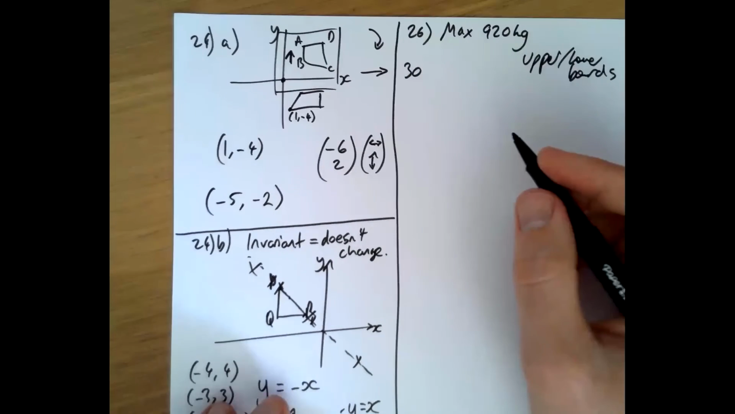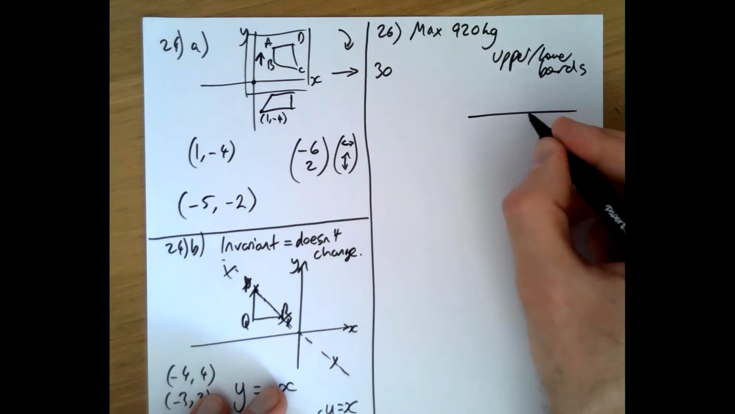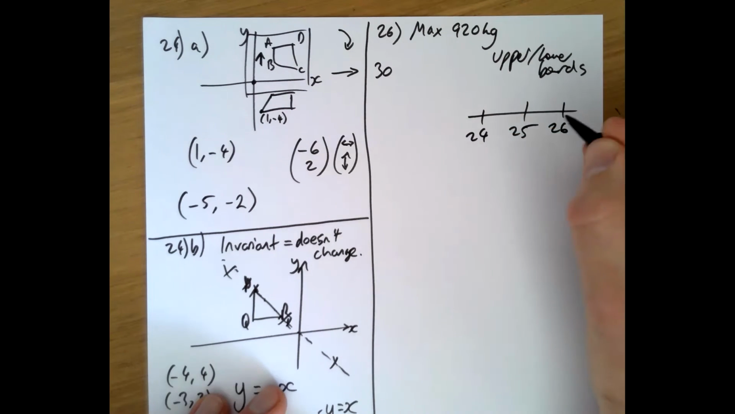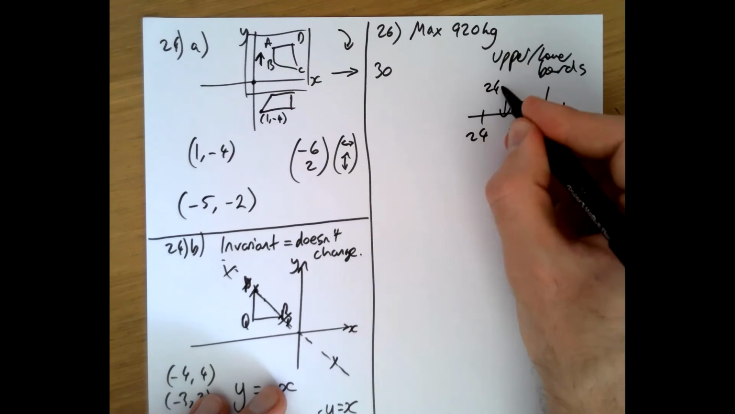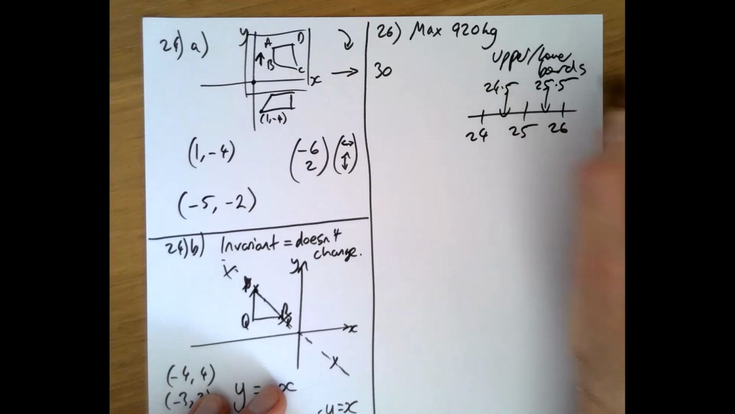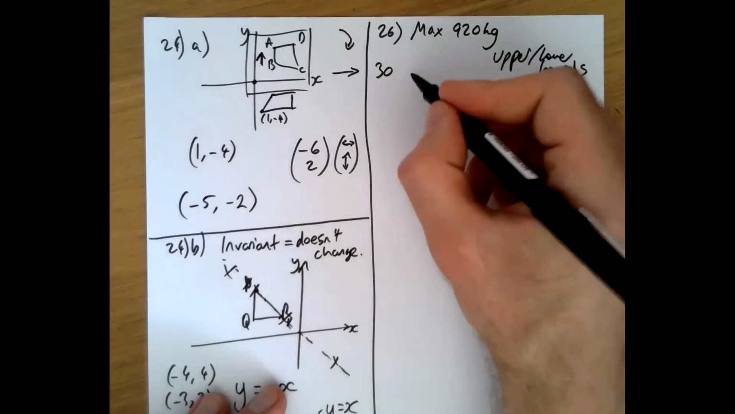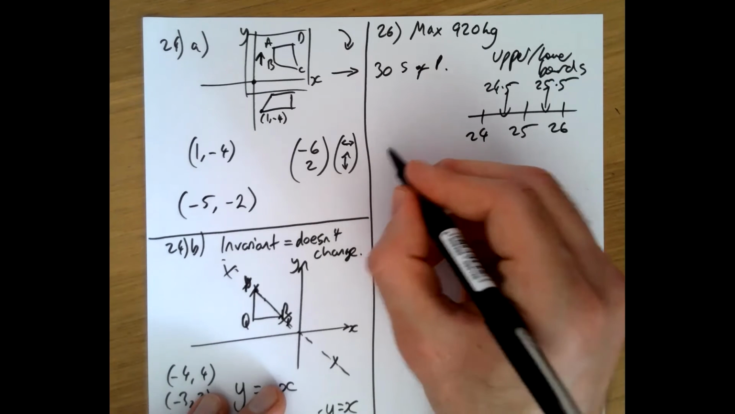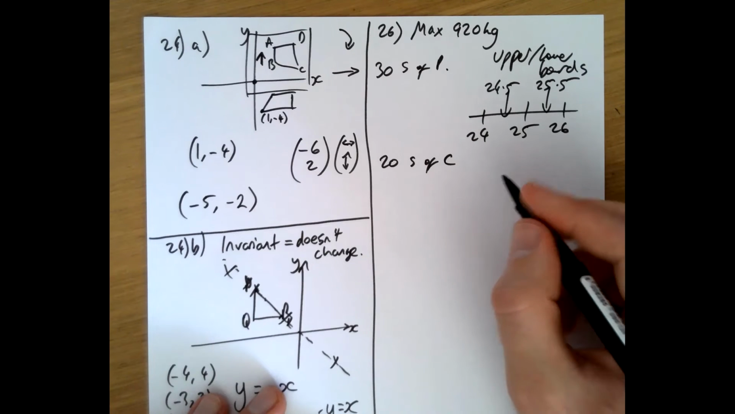So nearest kilogram, that means that we're starting with 25, and we're just going to go up and down in kilograms. Right, halfway between that, halfway between that. So we've got 24.5 and 25.5. And we need 30 bags of that. So that's 30 sacks of potatoes, right? And then we've got 20 sacks of carrots. And that's 7.5 kilograms, but to 1 decimal place.